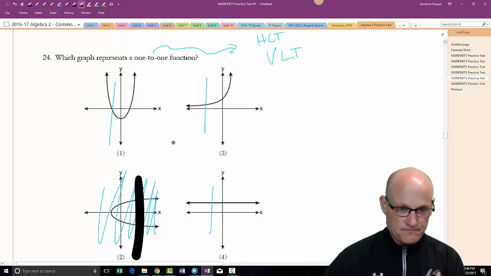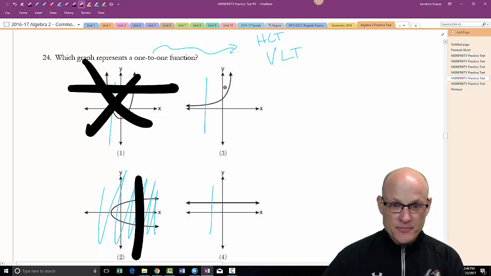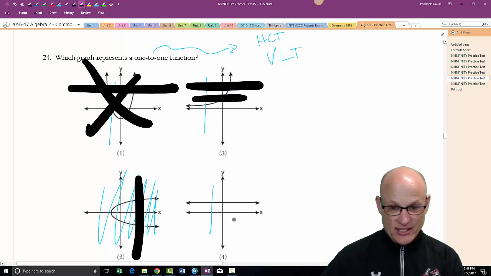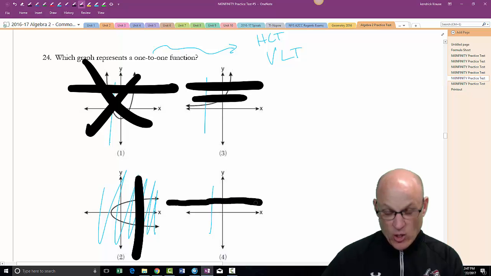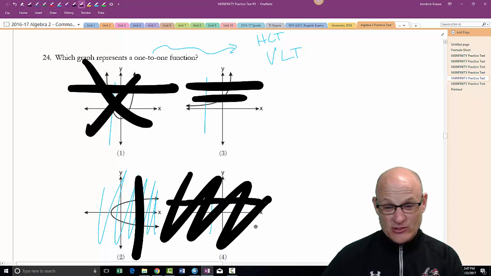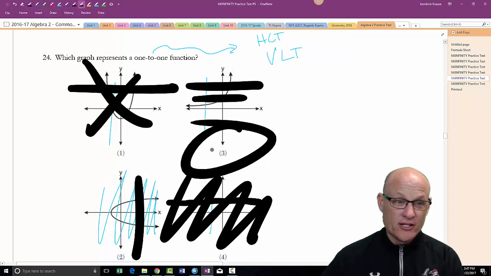Boom, gone. Now let's check the horizontal line test. Fail, gone. Ooh, pass, pass. That looks like it. Look at this one. Fails. A horizontal line test can't pass the horizontal line test. There's your big winner. Yes, we're done with the multiple choice.